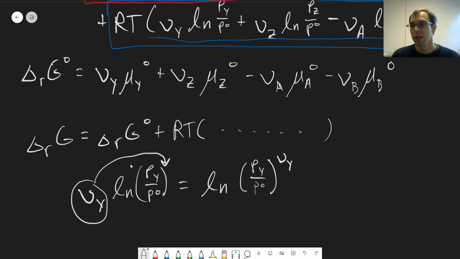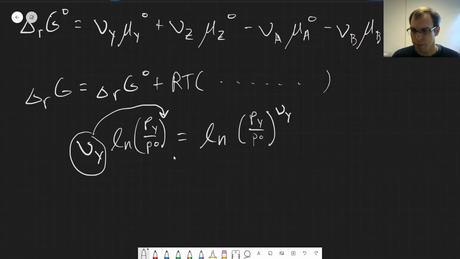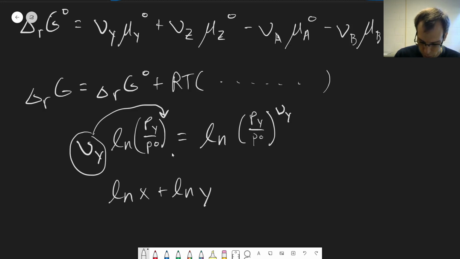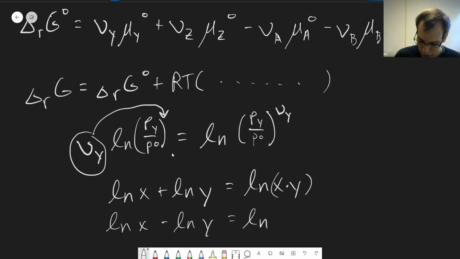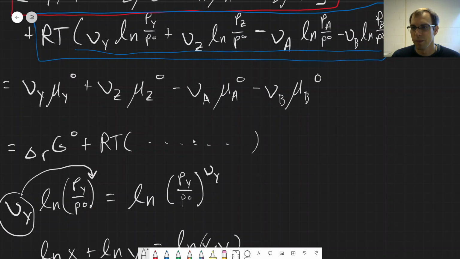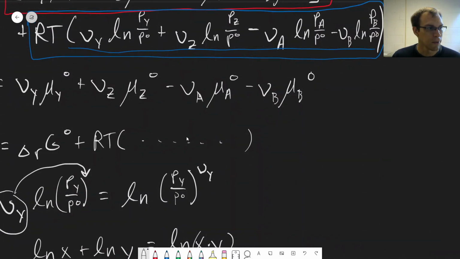Another property of natural logarithms is that if you have the natural log of, let's say, x plus the natural log of y, that's the same thing as the natural log of x times y together. This is a property of natural logarithms. And similarly, if you have a subtraction instead of an addition, then they're divided inside of the natural log. So we can use both those properties together to say, okay, let's look at this big blue term up here.